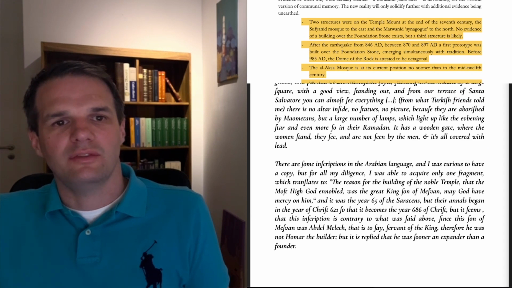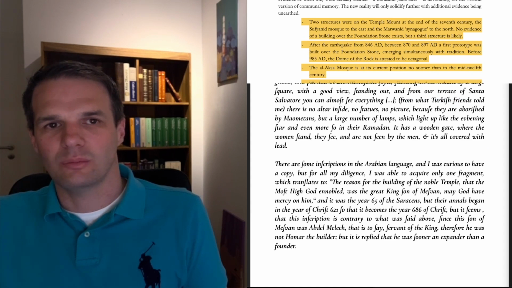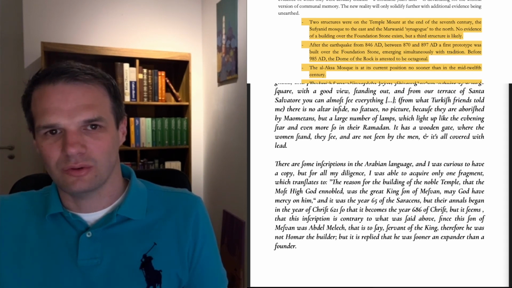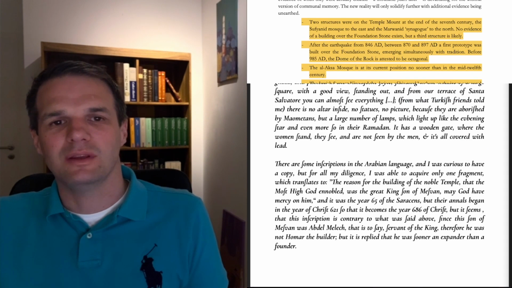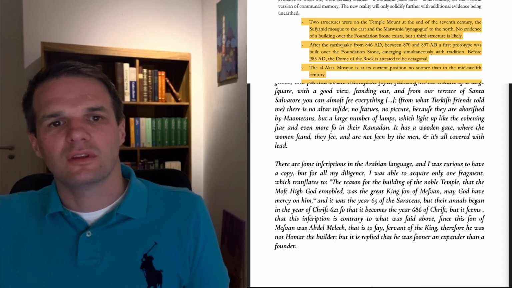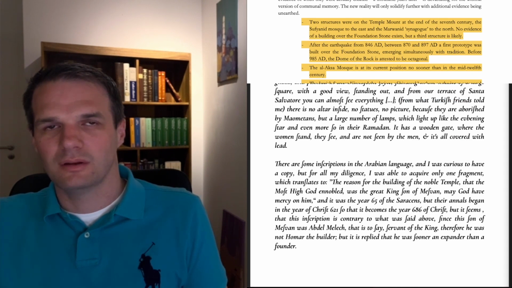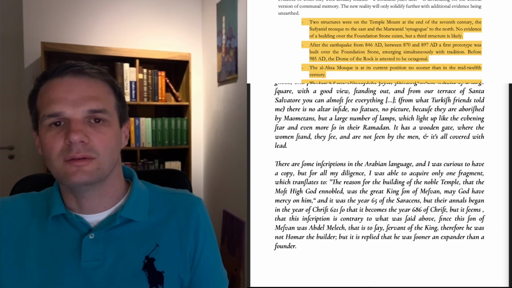Before 985 AD, the Dome of the Rock is attested to be octagonal. Yes, well, the ambulatory, yes. But we also hear that the dome is round. Now, I'm not sure if that was already before 985, to be honest. So maybe he has a point there. The Al-Aqsa Mosque is at its current position no sooner than in the mid-12th century. Possible. I mean, there definitely was something there, which Bernard the Wise saw in 870, but it could have been in a slightly different spot. So, yeah, maybe.